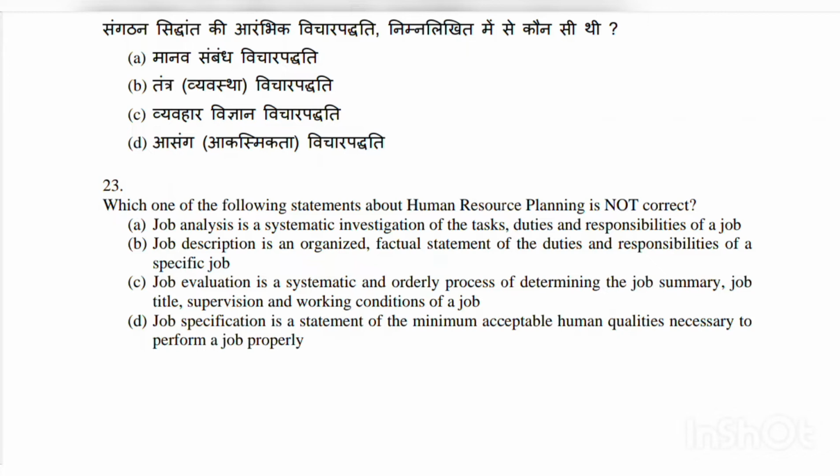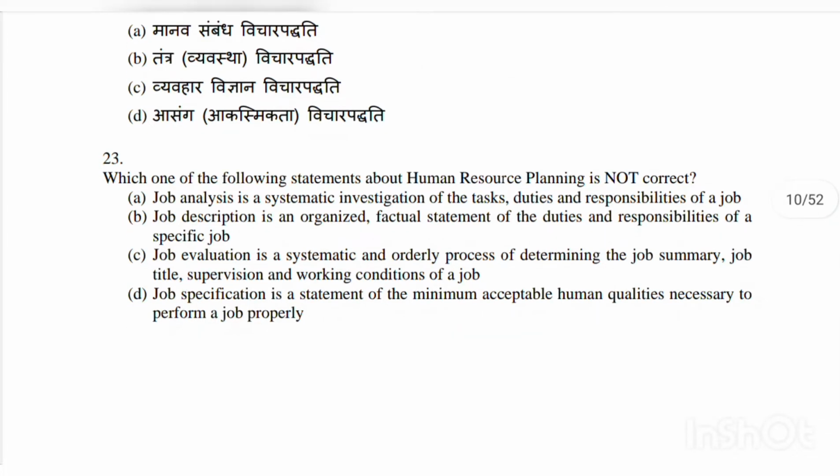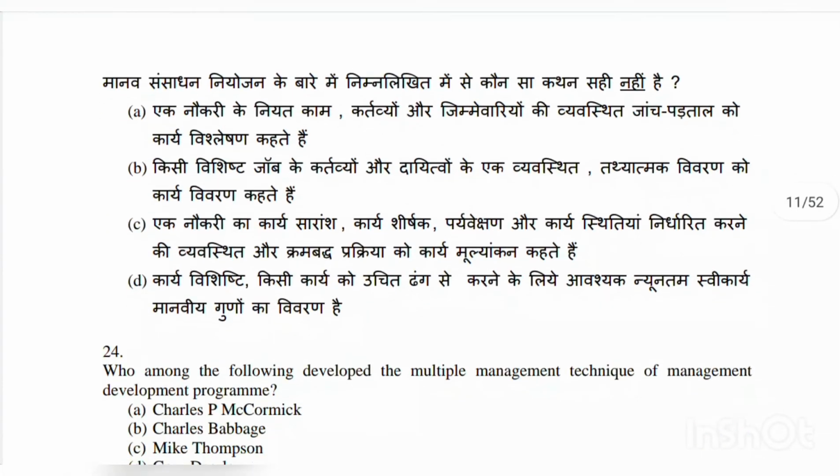All the others are correct statements. Option A: job analysis is a systematic investigation of tasks, duties, and responsibilities of a job. This is a correct statement. Option B: job description is an organized, factual statement of duties and responsibilities of a specific job. This is also correct. And D: job specification is a statement of minimum acceptable human qualities necessary to perform a job properly. This is also a correct statement.